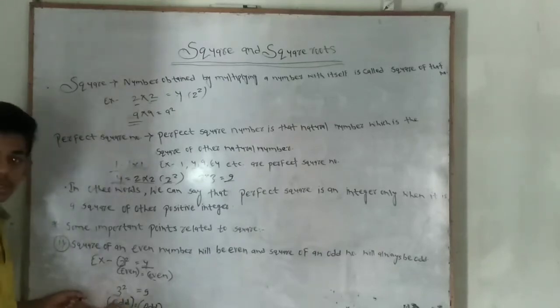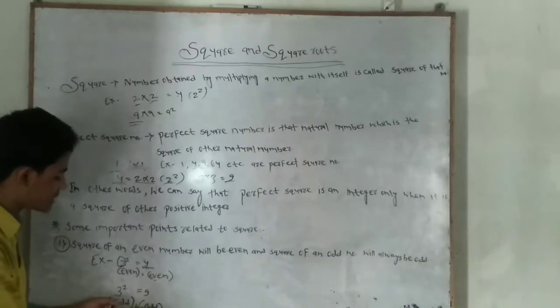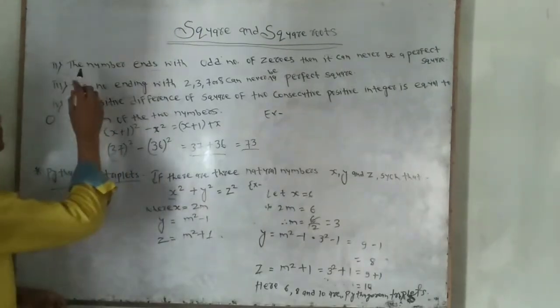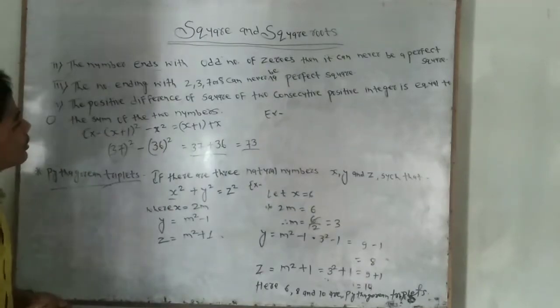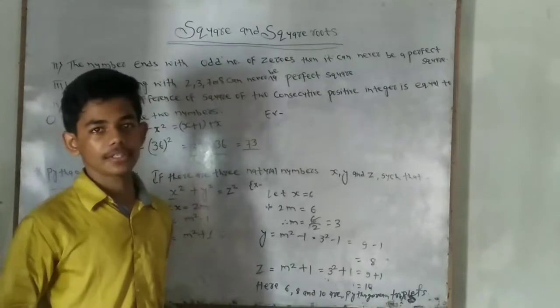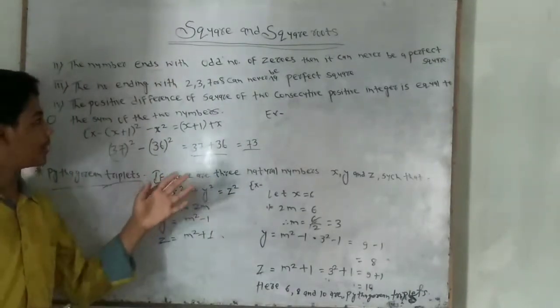3 is an odd number, and when I take the square, it becomes 9, which is also an odd number. So the next point is: if a number ends with an odd number of zeros, then it can never be a perfect square. As I just told you about the perfect square.